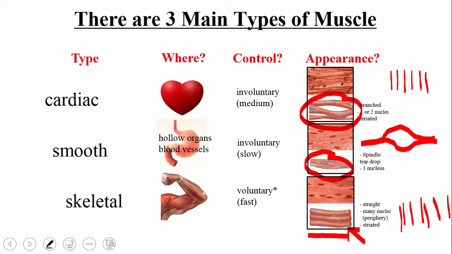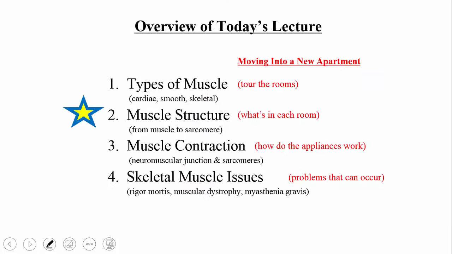So this is a very nice chart that would be a great test question, right? Or many questions. What are the three types of muscle? Where are they located? What control are they under? And what appearance? It'd be a great little chart to see if you can fill this in from memory.